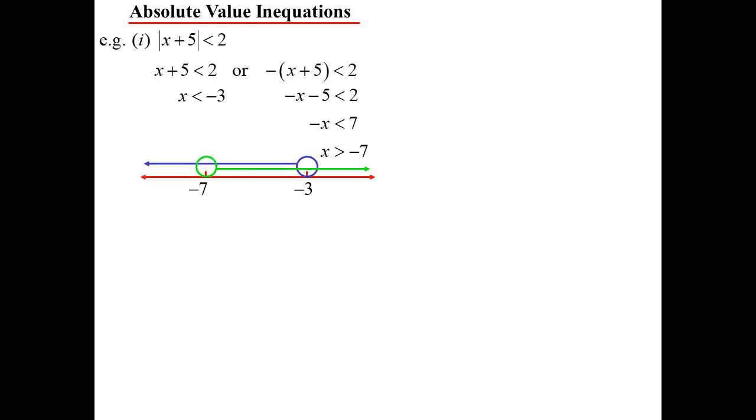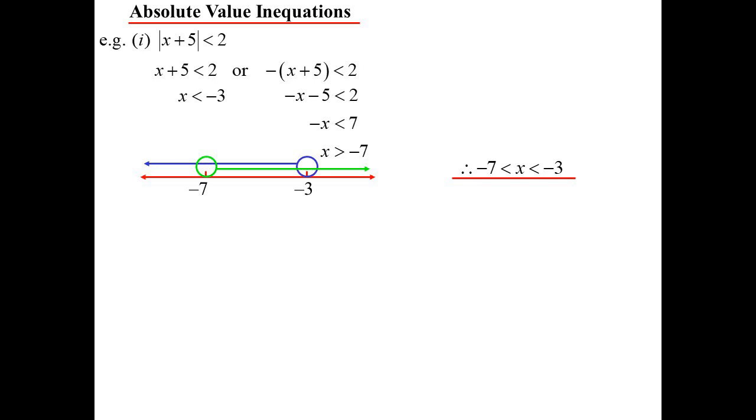So I found these 2 critical points, negative 3 and negative 7, and this is what it's telling me. Well, it's got to be the point of intersection of these two, because both of these things have got to be possible. Therefore, I'm in between. So I did it with a graph, but again, I could have just picked a number.